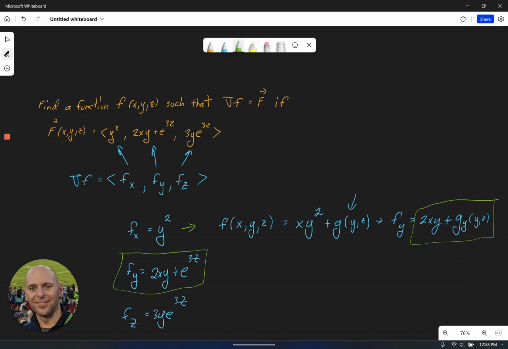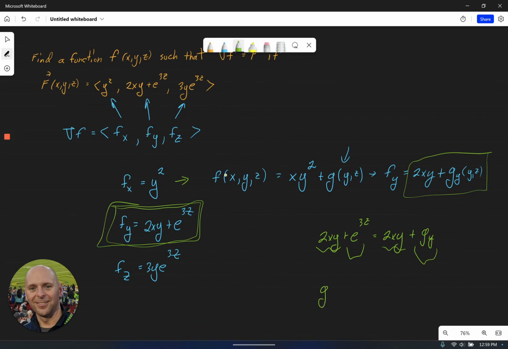Here is what our potential function says, and this is what our field says. So let's equate those as 2xy plus e to the 3z equals 2xy plus g sub y. And what that would seem to imply then, because 2xy is the same on both sides, is that g sub y is equal to e to the 3z.